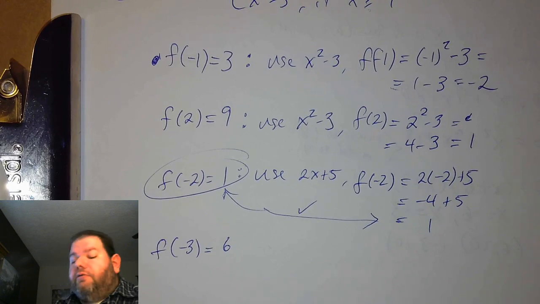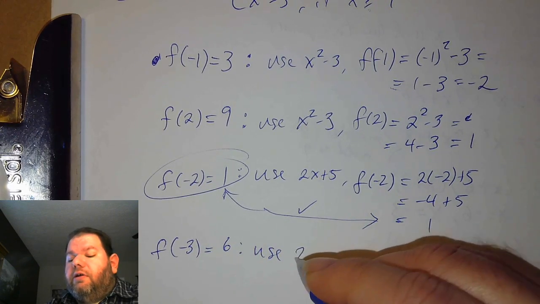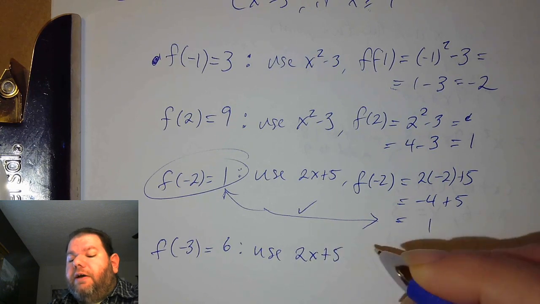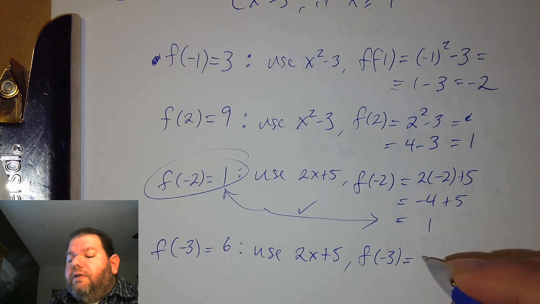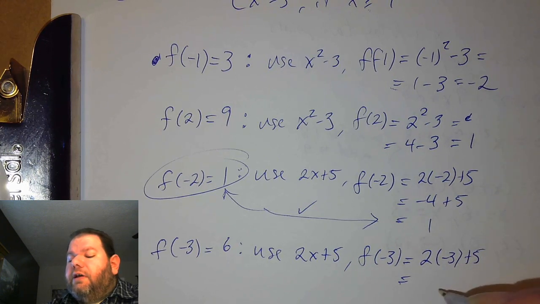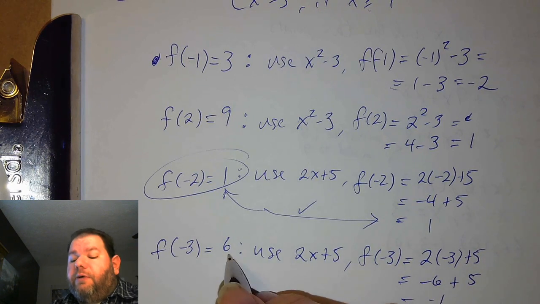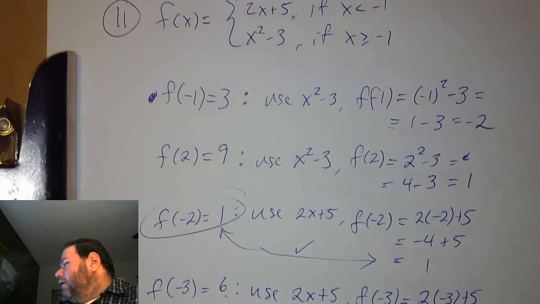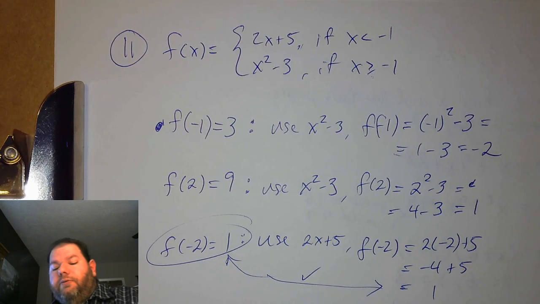And if we go through and do f of negative 3 equals negative 6, we're still using 2x plus 5. F of negative 3 is 2 times negative 3 plus 5, which is negative 6 plus 5, which is negative 1. And so that one doesn't work. So yeah, we know the only one that works is f of negative 2 equals 1 in that case.